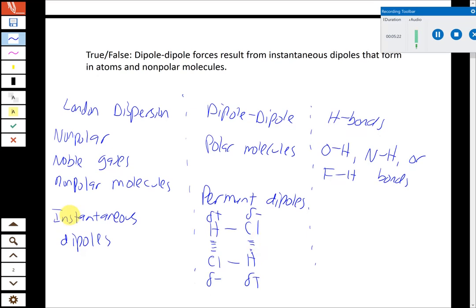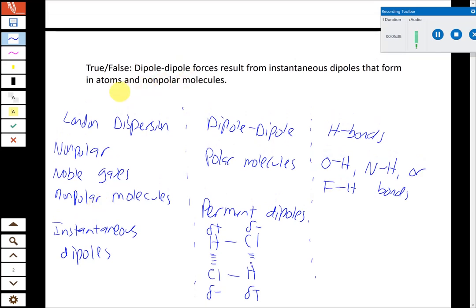And then finally, for hydrogen bonds, as we said, it's just a special type of dipole-dipole interaction. So it's going to look a lot like this over here, just with the more electronegative atoms, oxygen, nitrogen, and fluorine participating. So if we look at this problem here, it says dipole-dipole forces result from instantaneous dipoles that form in atoms and nonpolar molecules.